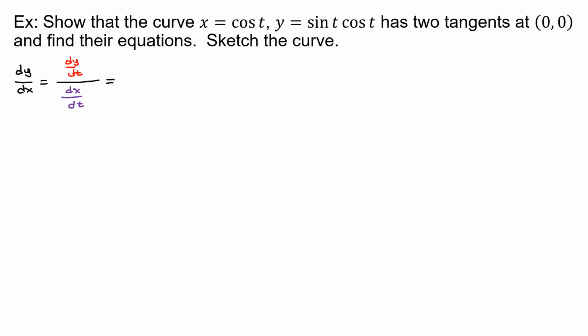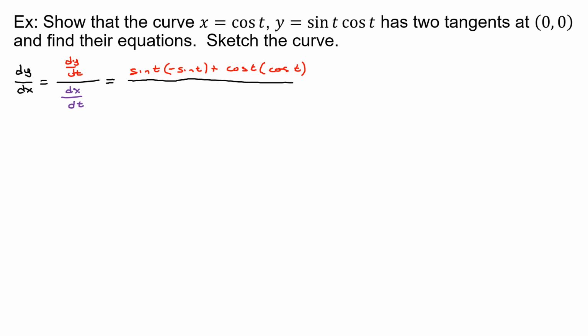So my derivative for y, sine, cosine, that's actually a product rule. If you want to do the product rule, your derivative would be the first times the derivative of the second. Cosine would go to negative sine, plus the second times the derivative of the first. Sine goes to cosine.